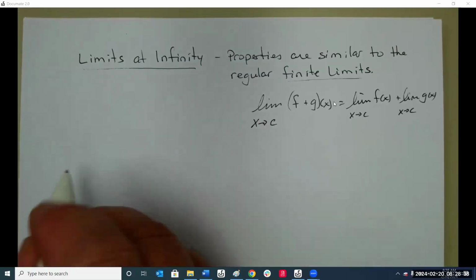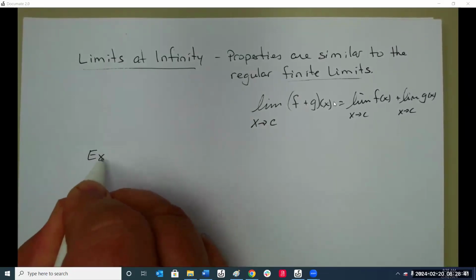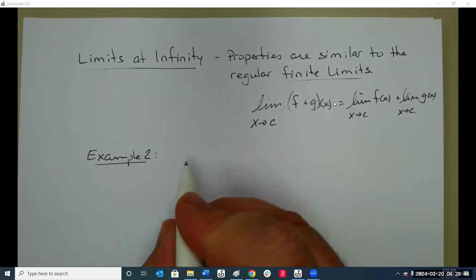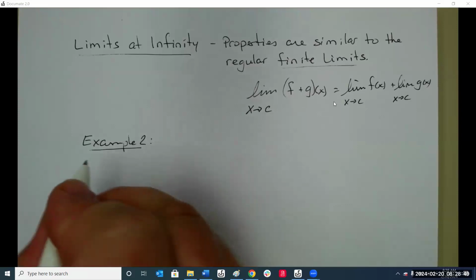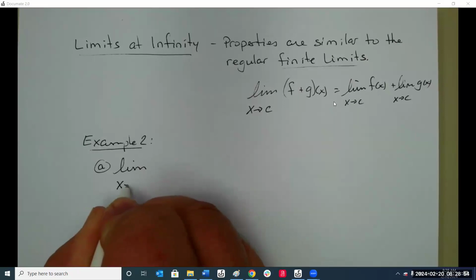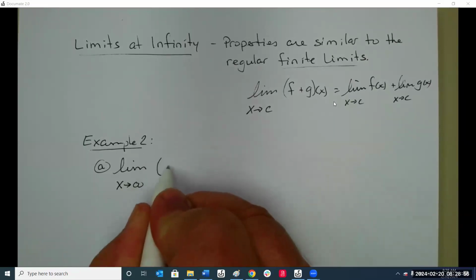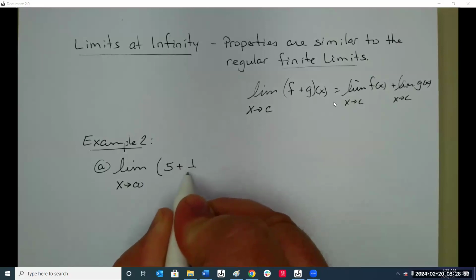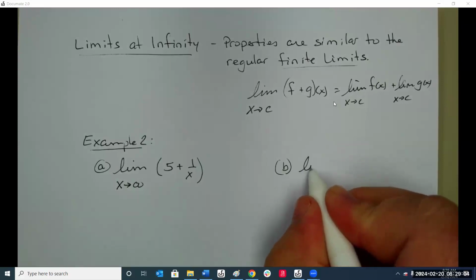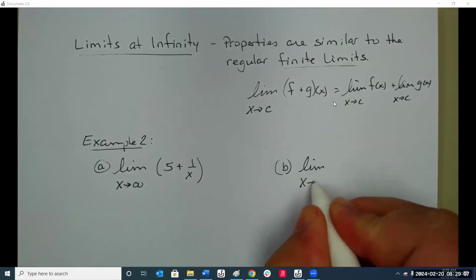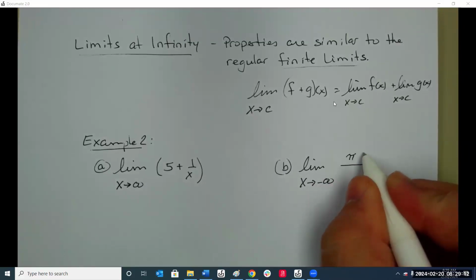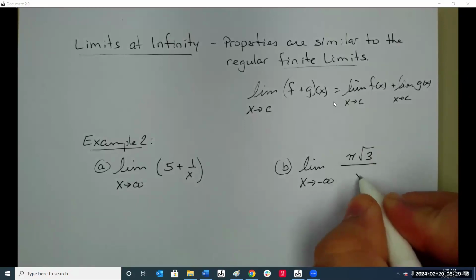Let's look at another example of this. The limit as x approaches infinity of 5 plus 1 over x. And the limit as x approaches negative infinity of pi radical 3 x squared.